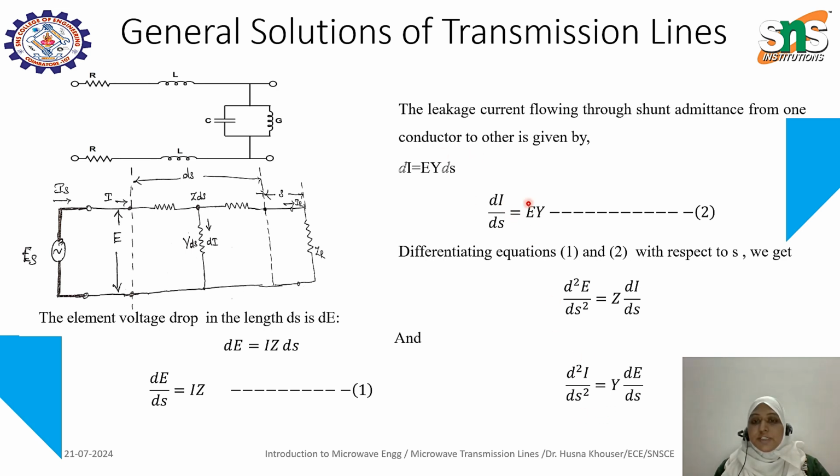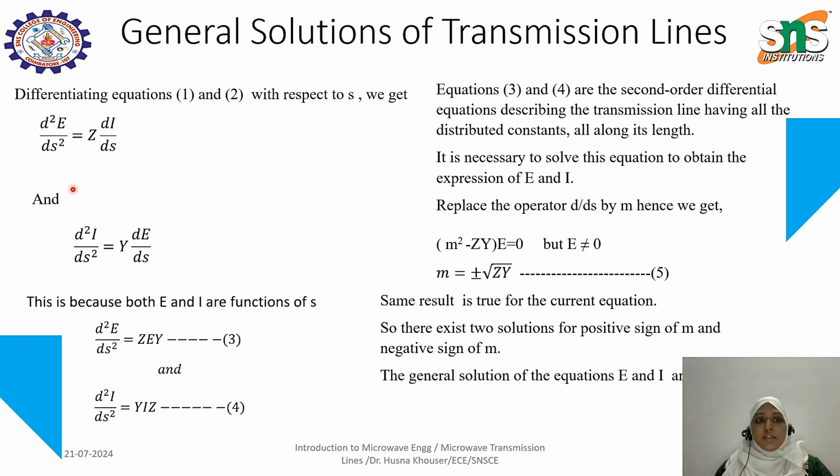So we differentiate this dE term, and we get dE by ds. After differentiating, we get the two terms with respect to dE and dI. That is, d square E by ds square equals z into dI by ds, and we already know dI by ds is nothing but Ey. Similarly for d square I by ds square, we get the term y into dE by ds after differentiating, and we know dE by ds is nothing but Iz. So we get these two equations for both the functions E and I.